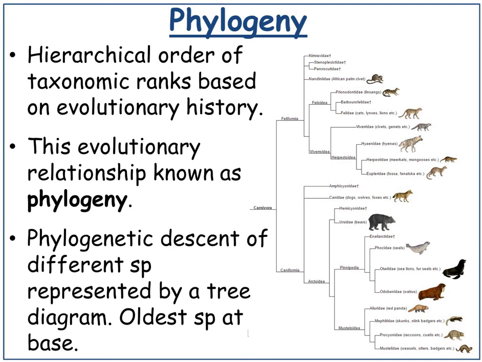Phylogeny is the hierarchical order of taxonomic ranks based on evolutionary history. This evolutionary relationship is known as phylogeny. The phylogenetic descent of different species is represented by a tree diagram, where the oldest species is found at the base, and the most recent species are found at the top of the tree branches.